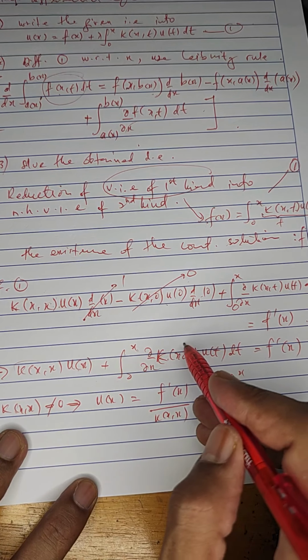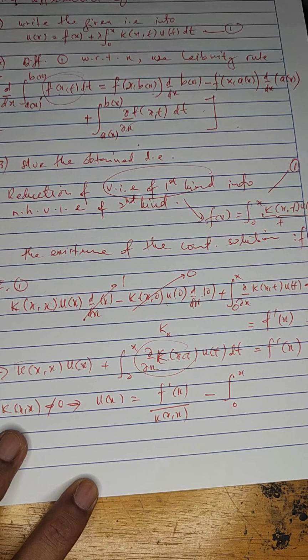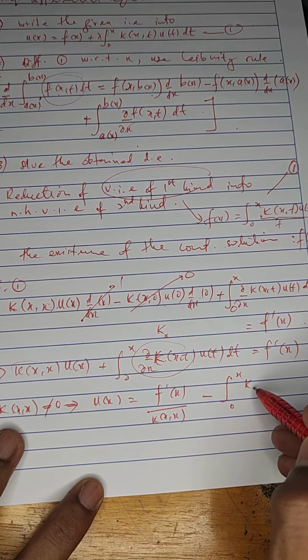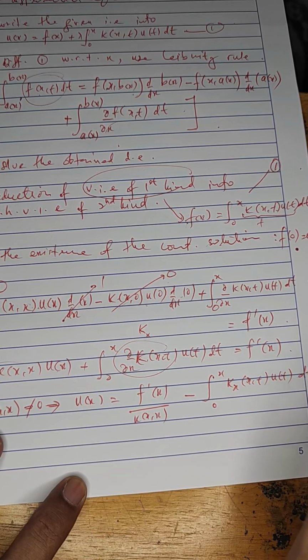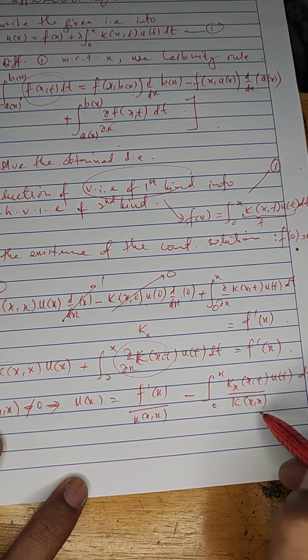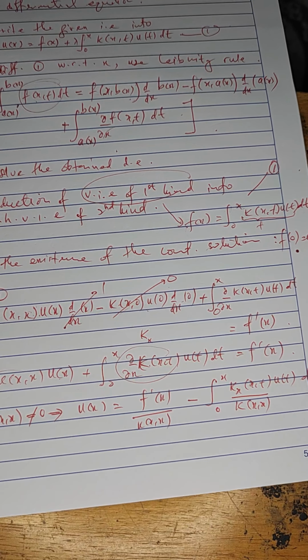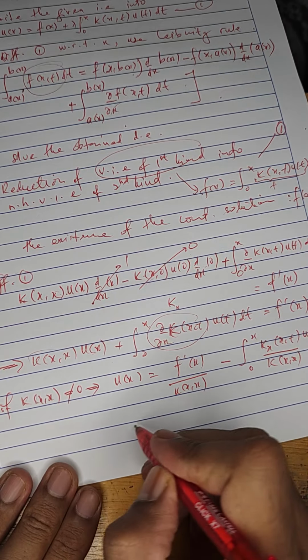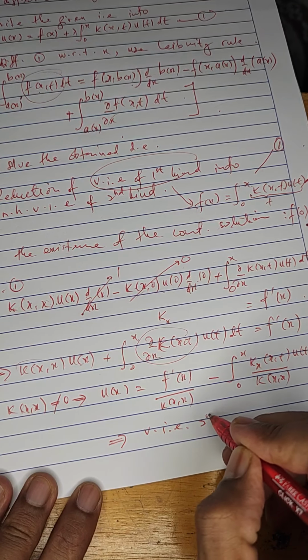I can write this as k_x, which means the partial derivative with respect to x. So that gives you k_x(x,t) u(t) dt, divided by k(x,x). Okay, and from here, this is nothing except the Volterra integral equation of the second kind.